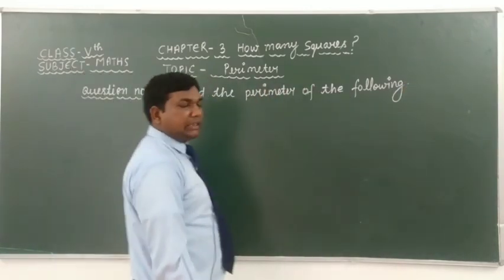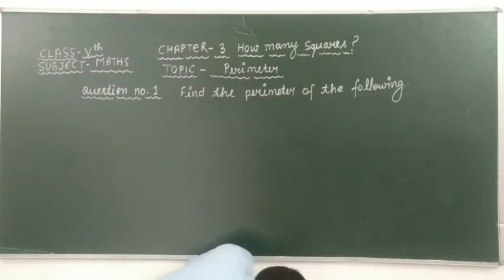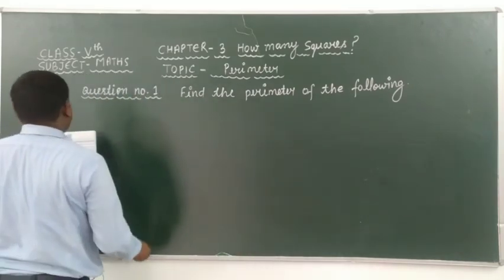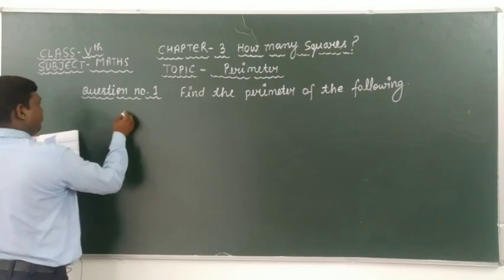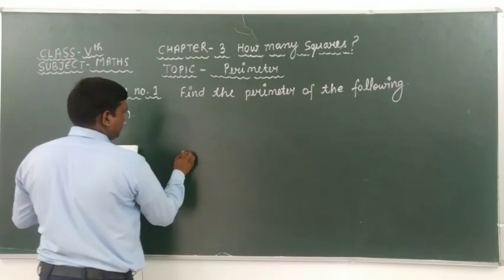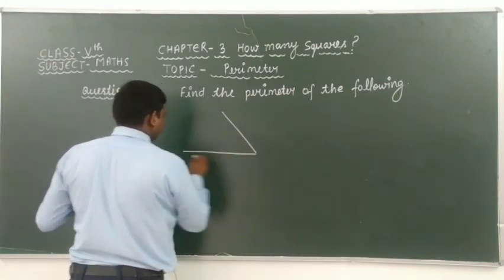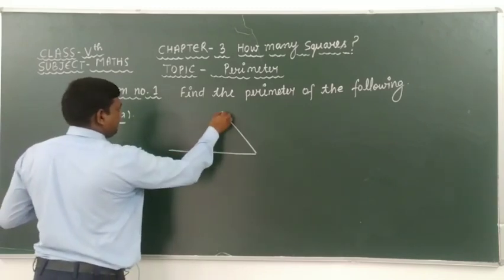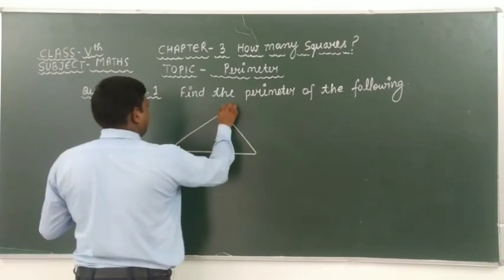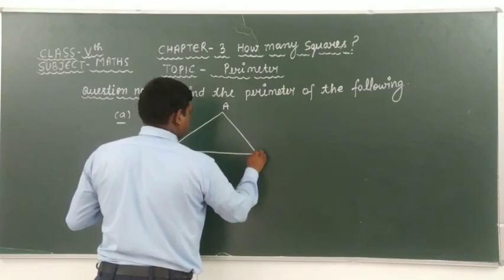Okay, students, in this question, some figures are given for finding the perimeters. Look here carefully. In question number 1 of A, here is given a triangle. Look here carefully. They are given A, B and C.